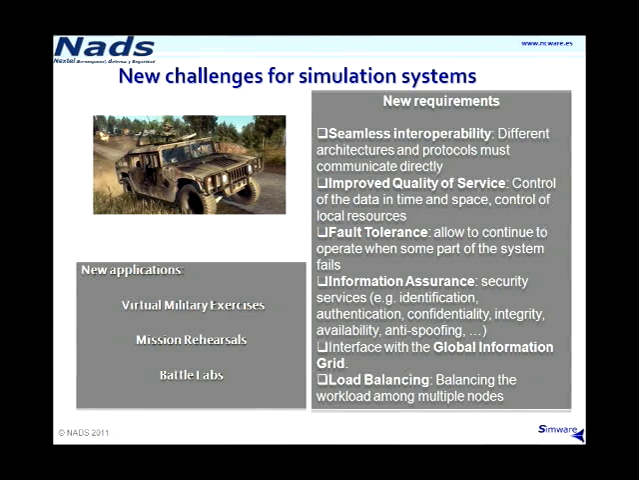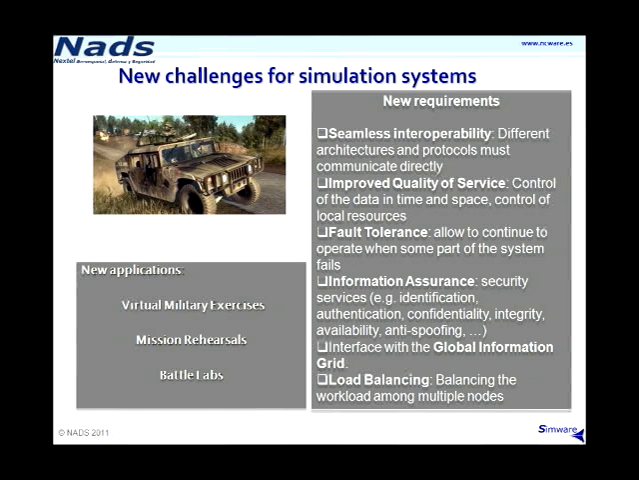So, what are these new requirements? All the studies considered that the list of new requirements for simulation are seamless interoperability: different architectures and protocols must communicate directly without any significant overhead. Current gateways must unify or even disappear in the future standard. Improved quality of service, that is, full control of the data in time and space, including how these data are delivered. Fault tolerance: the future standard will allow it to continue to operate when some part of the system fails.